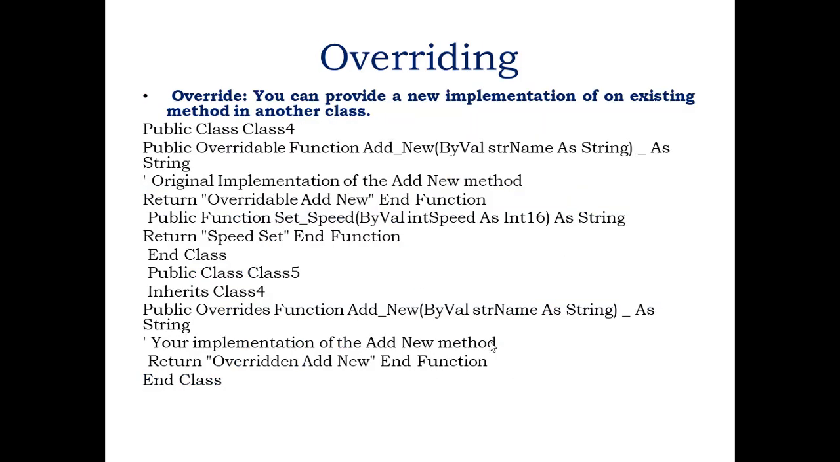Overriding. With overriding, you can provide a new implementation of an existing method in another class. These are examples in Class 4 and Class 5 of how to implement an existing method. Here the function name is AddNew, with a string name argument list. This is the original implementation of the AddNew method. The next is SetSpeed, which sets the speed. End Function. Then Public Class 5 has a function for AddNew again, to implement the AddNew method here, overriding the existing one in Class 4.